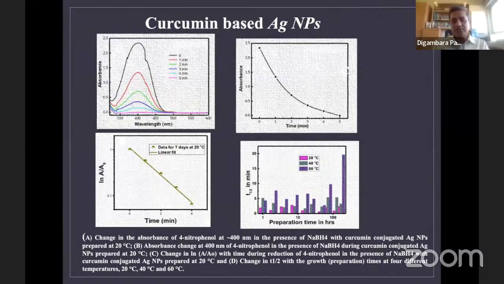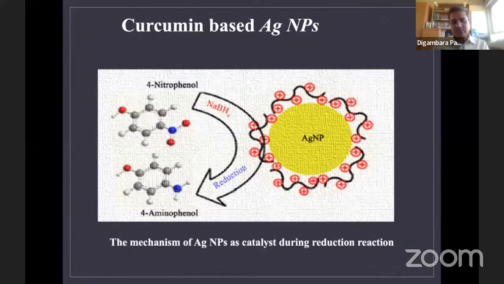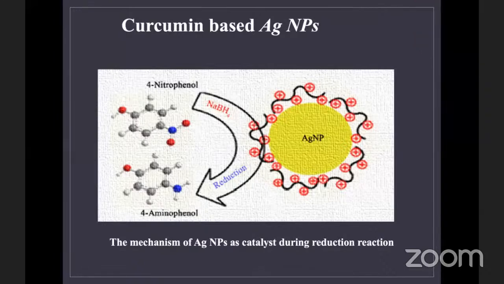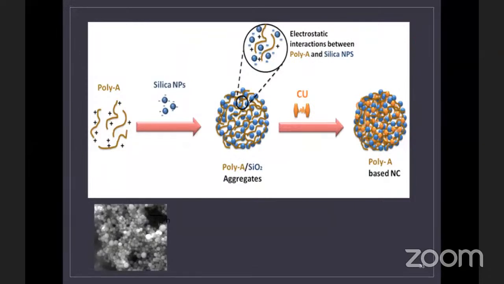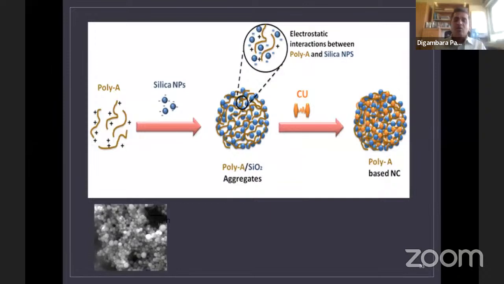So these nanoparticles were tested having different sizes, and we could reduce different organic species. These are the mechanisms, so I'm not going into detail. Then I will go to the second part of my talk very briefly. Instead of using metallic nanoparticles, we can also use nano.